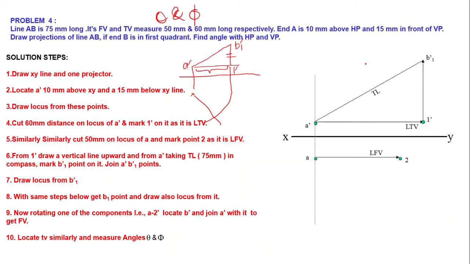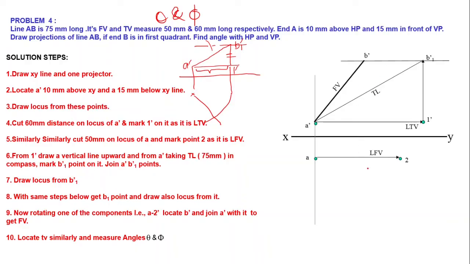Then immediately we can represent the locus of endpoint B, and then we can represent the front view. Here the length of the front view is already given as 50 mm. Then we can draw an arc like this and locate B dash.